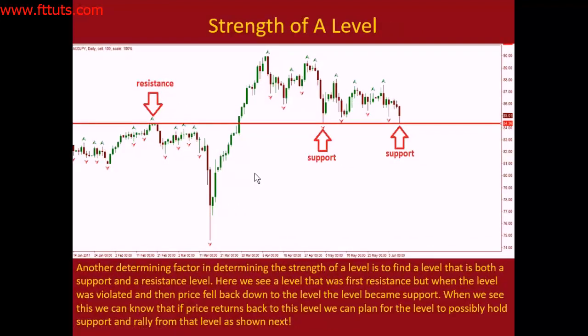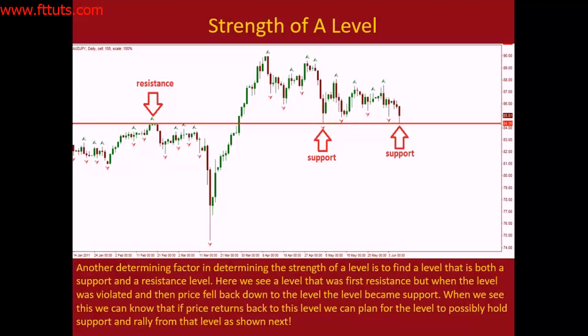Another determining factor in the strength of a level is to find a level that is both a support and a resistance level. Here we can see a level that was first resistance. Back here we had resistance, but when the level was violated and price fell back down to it, this level became support. A lot of times you'll find a level that is just a support level or just a resistance level. It might not be as strong as a level that was once both resistance and support.